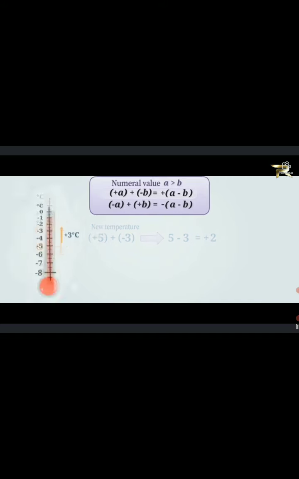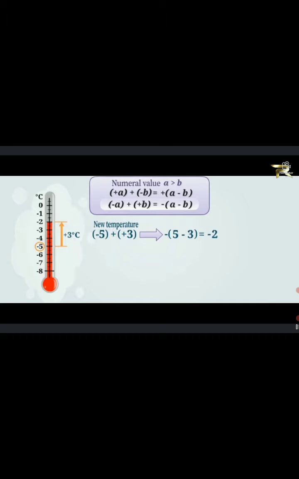Similarly, if we have to find minus 5 plus 3, then we first carry out 5 minus 3, which gives the result 2. Then include the sign of the larger number, that is, minus sign of minus 5. Therefore, the answer is minus 2.